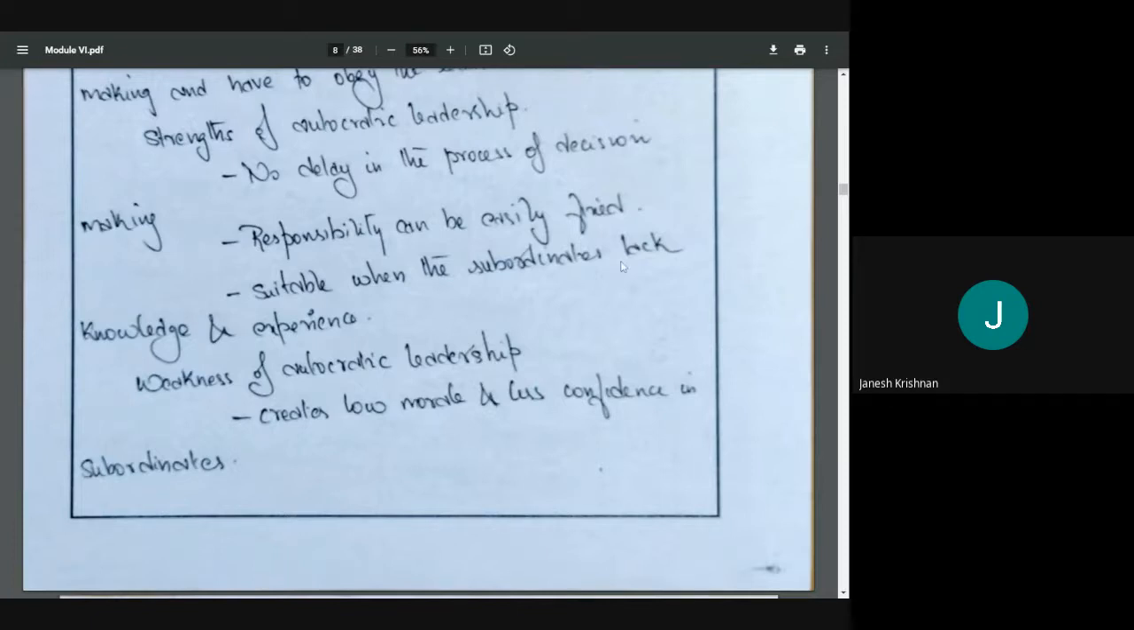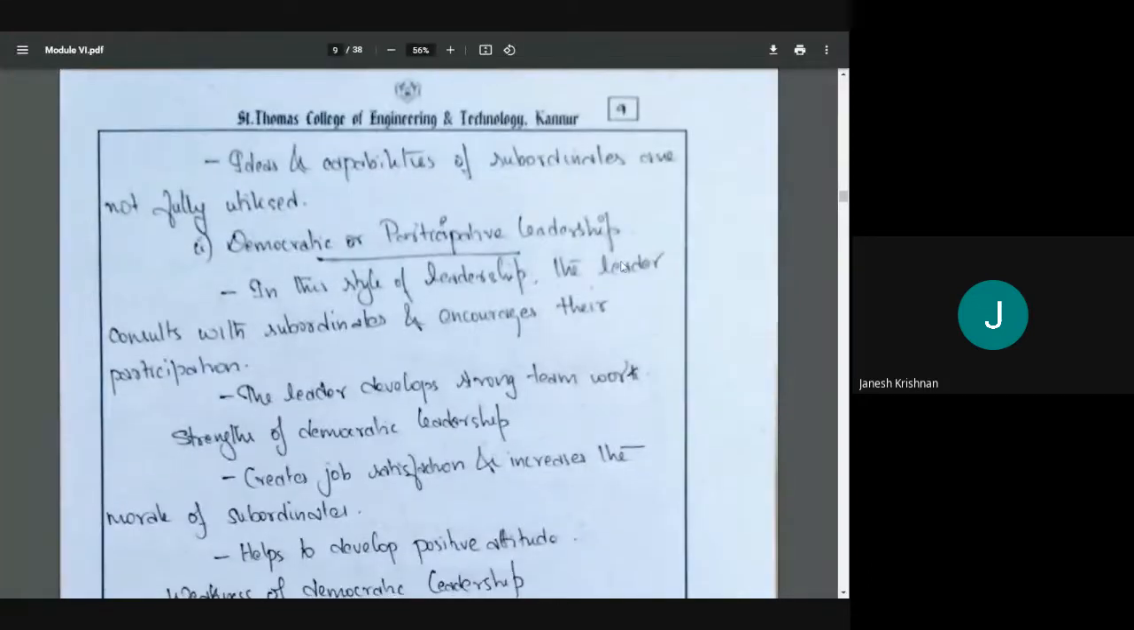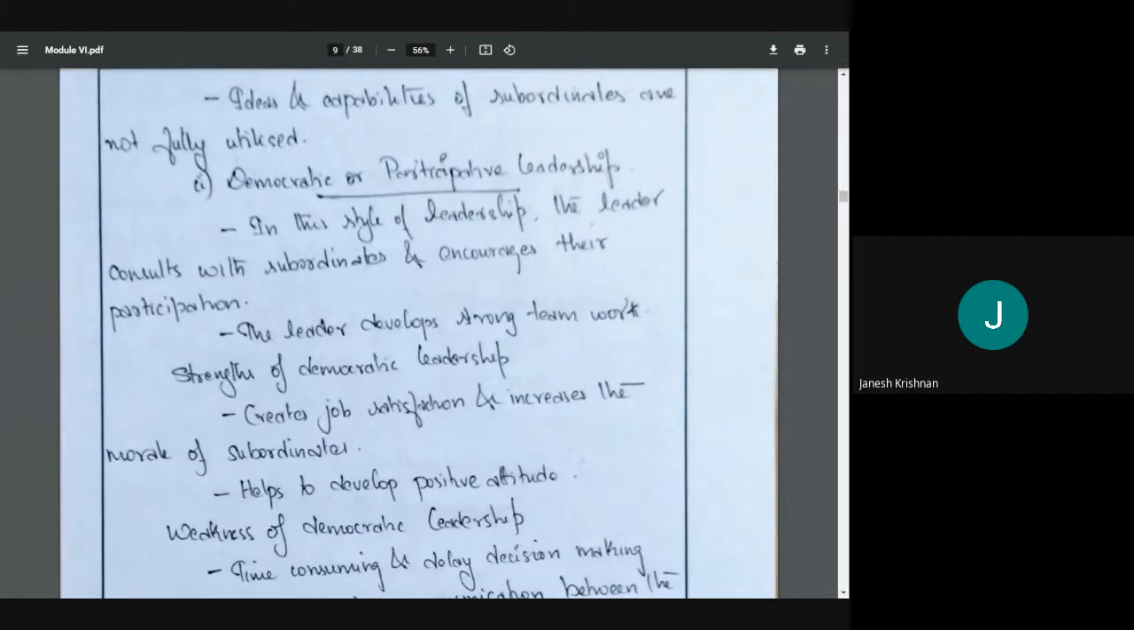And what is the next thing? Good ideas may come from the subordinates. Sometimes they may have excellent ideas, but they are not properly utilized. The ideas and capabilities of subordinates are not fully utilized. This is again the drawback of this approach. So what do you understand by the autocratic or authoritarian leadership style? First thing, it's based on authority.